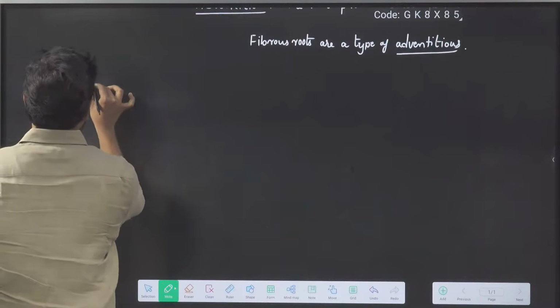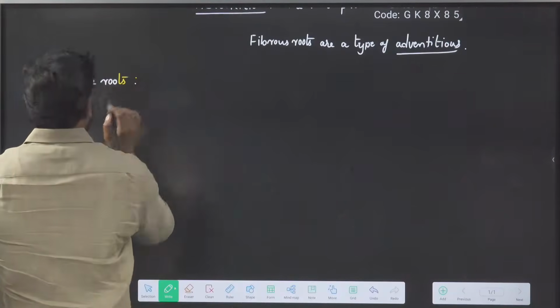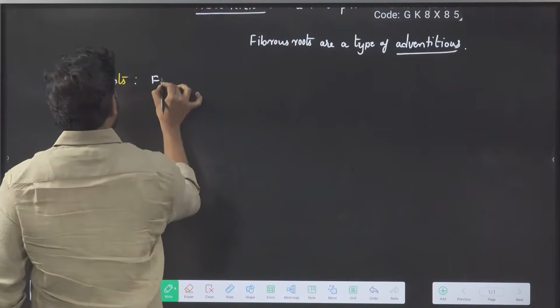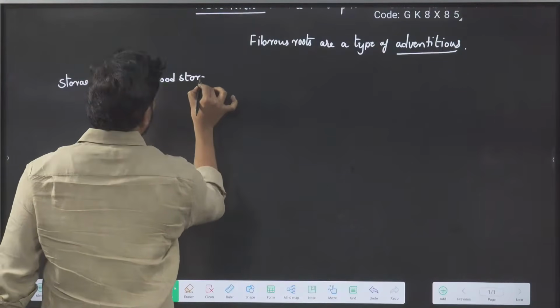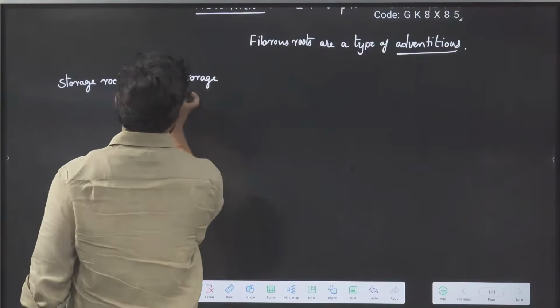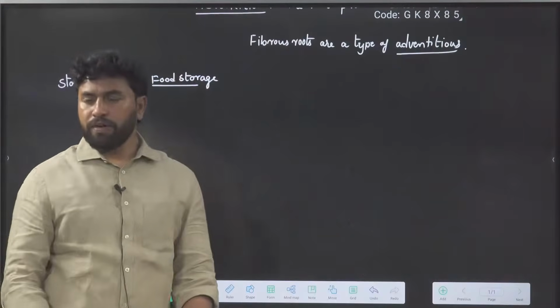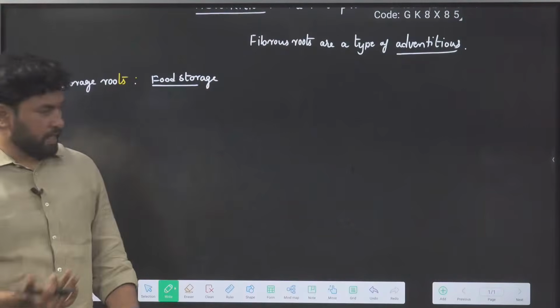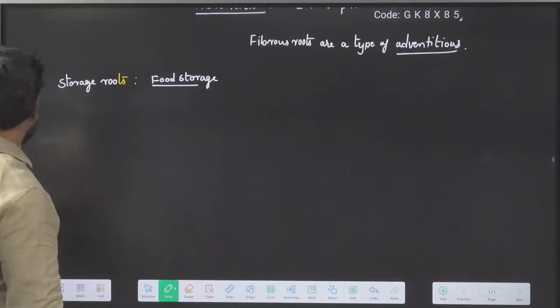Storage roots. The storage roots are responsible for food storage. Variety of storage roots we will see in the name of conical roots, fusiform roots, napiform roots, etc. Let me take an example for that. It is better to understand.